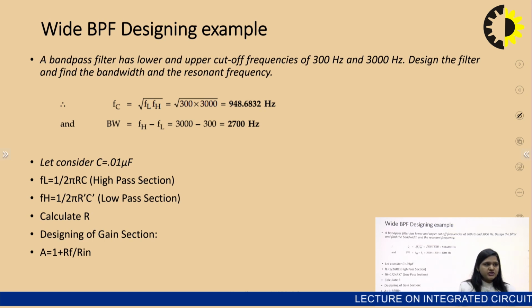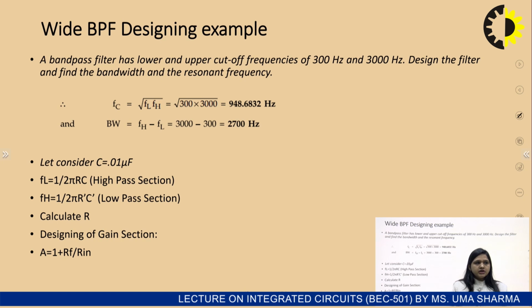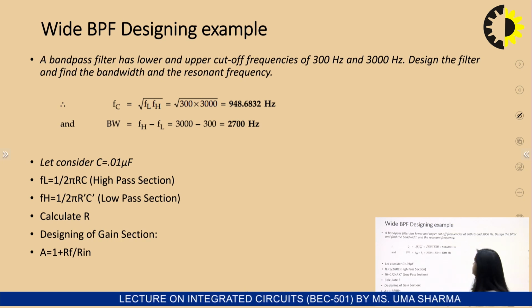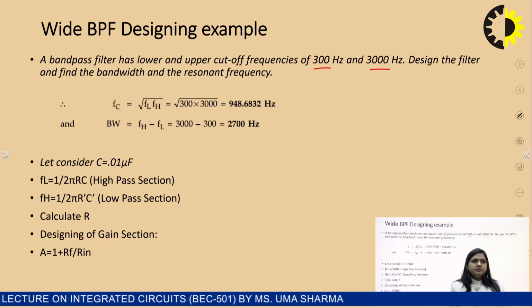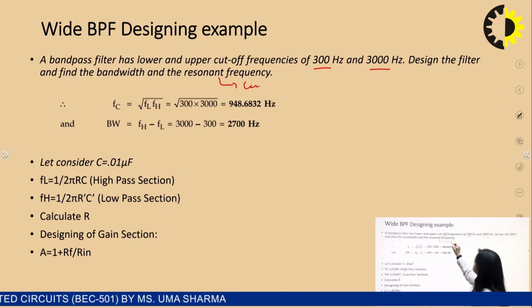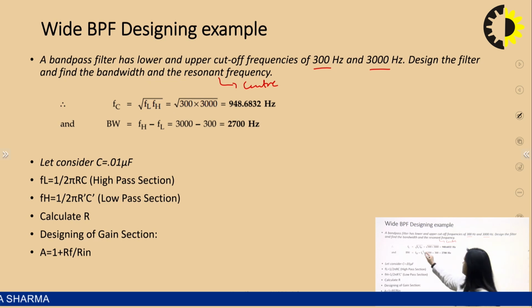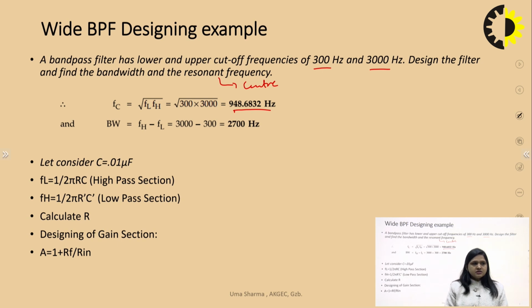There is one question: design a wide band pass filter. Here it is written that a band pass filter has a lower cutoff frequency and higher cutoff frequency of 300 Hz and 3000 Hz. Design the filter and find the bandwidth and the resonant frequency. Resonant frequency is equivalent to the center frequency, or cutoff frequency, Fc. We have seen the formula to calculate this Fc, so this Fc will become 948.68 Hertz, and similarly you can calculate the bandwidth.